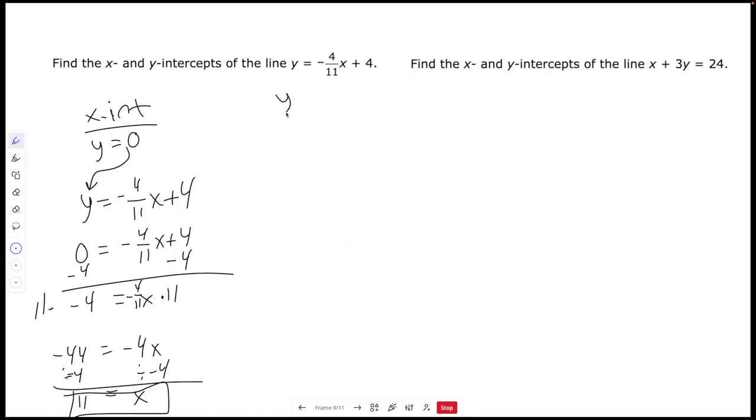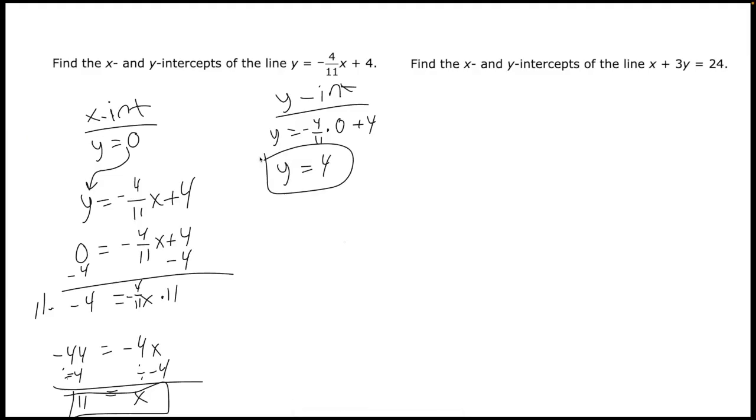For the y-intercept, we need to plug in 0 for the x. So now we have y equals -4/11 times 0 plus 4. This one's easy. y equals 4. Final answer. For the problem on the right, we're actually going to skip it and go to some practice problems.